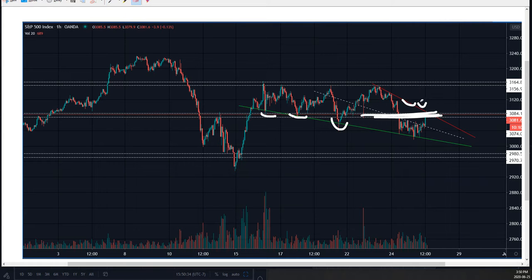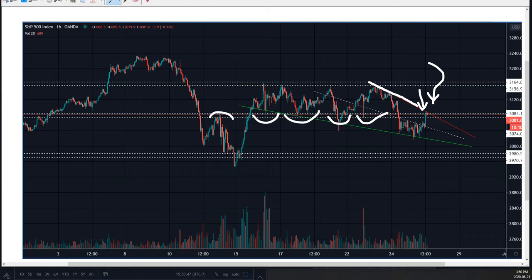We did get a little bit of a bump up, but now where I currently see the price is in a pretty key zone of confluence for the sellers, where this resistance, support, support, support, support is now going to be acting as a resistance, as well as this zone right here.